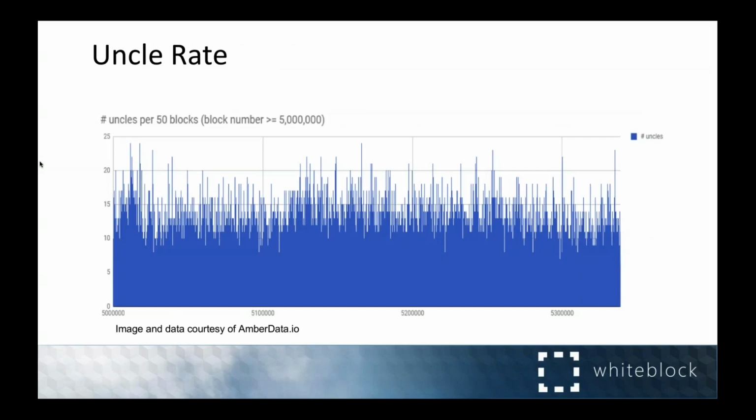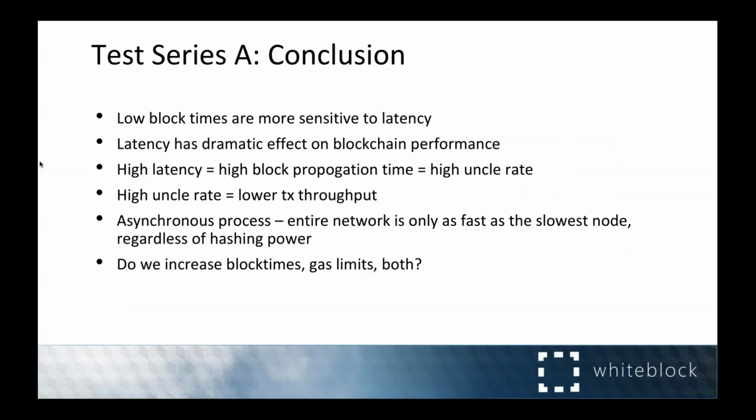So we can see here a chart of the uncles per 50 blocks. It comes and goes, and I think that this has a direct relationship with the block time, and we'll get into that. So test series A, our conclusion was low block times are more sensitive to latency. Latency has a dramatic effect on blockchain performance. High latency is a high block propagation time, which is a high uncle rate. The high uncle rate equals lower transaction throughput.